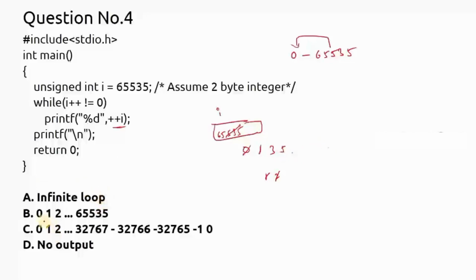So if you see the options, option A is the right answer. If you see B and C, 0 is given. Anyway, 0 will never be printed. And there is the option of no output, but it will print something, infinite times. So the answer is A. Like this you need to check.